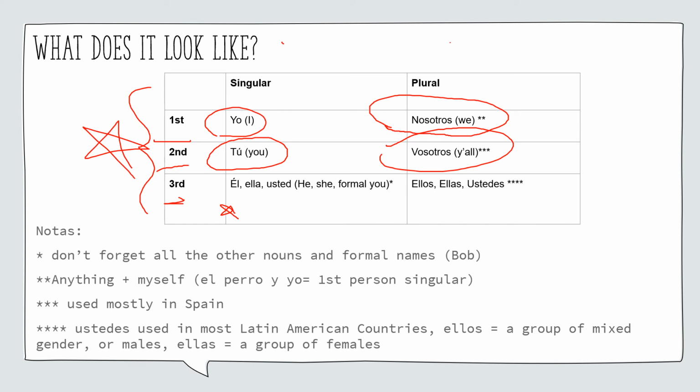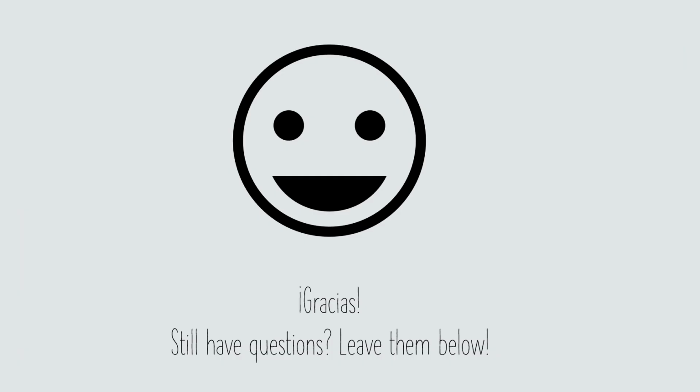Ellos is a group of mixed gender, so male and female, or it's a group of males. And ellas is a group of just females. So there's just things to note there as we're going through. And other than that, that about sums up that first, second, and third person.